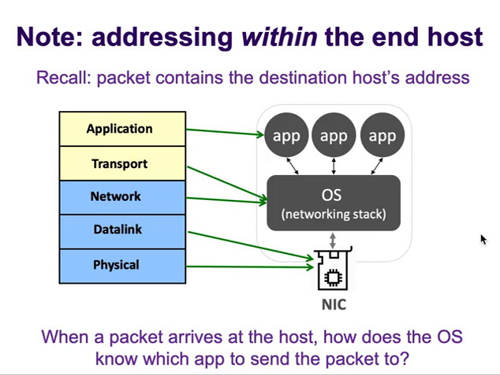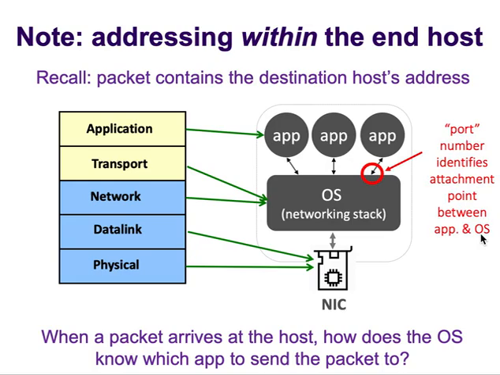Right, exactly. So there should be some information in the header that allows the OS to know which application this packet has to go to. In everything we've talked about, I haven't told you about this piece of information so far. So you didn't actually have enough information to know how this packet makes it to the application.